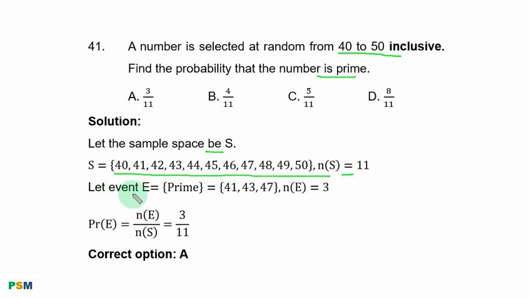Let event E be equal to prime. From the sample space, you write out the numbers that are prime. They are 3 in number. Therefore, probability prime is equal to number that are prime over total numbers in the sample space, that is 3 over 11. The correct option is A.